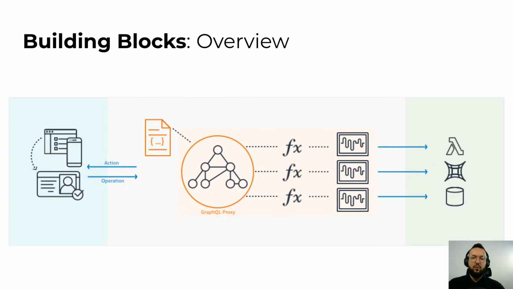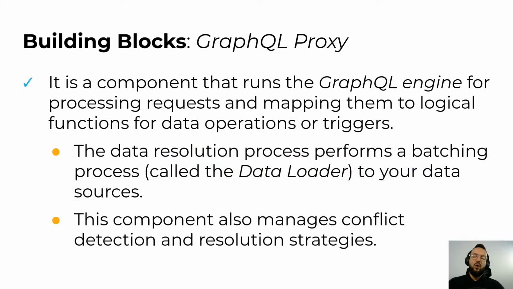From the high-level overview, GraphQL consists of multiple functions behind the GraphQL proxy. Those functions are called resolvers, and they fetch the data from data sources. We can also execute actions and operations on the GraphQL proxy. That's a technical overview, in comparison to the previous one I explained, which was the high-level API or entity overview. The GraphQL proxy is a component that runs the GraphQL engine for processing requests and maps them to the logical functions for data operations or triggers.